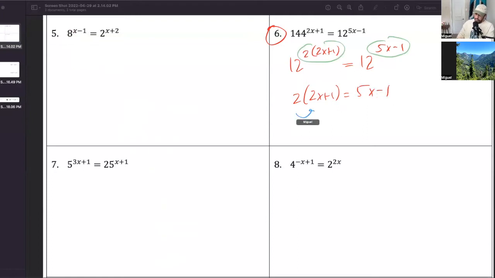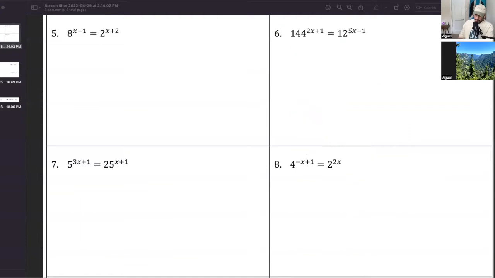So let's distribute the 2, which gives 4x plus 2 equals 5x minus 1. This time, I'm just going to subtract the 4x to the other side. Doesn't matter which one you subtract to the other side as long as you have both x's on one side and the constants on the other. So now I have 3 equals x minus 1. The last step is to add the 1 to the other side, and now x is equal to 3.